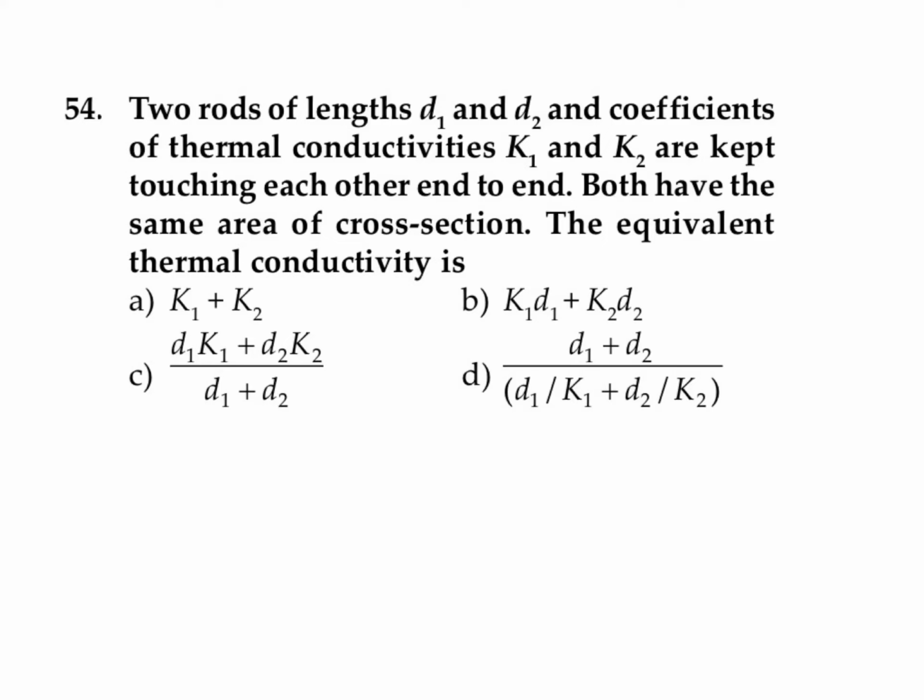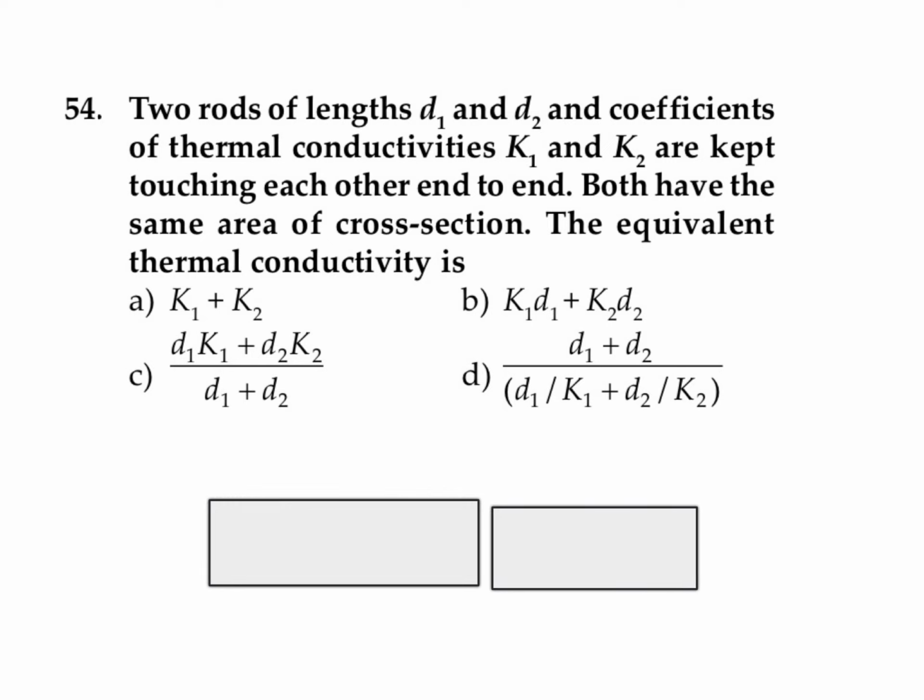In this question, it is given that two rods of length d1 and d2 and coefficient of thermal conductivity k1 and k2 are kept in touch with each other end to end. That means these two conductors are kept in series combination. So as we are connecting, these two are in series combination.